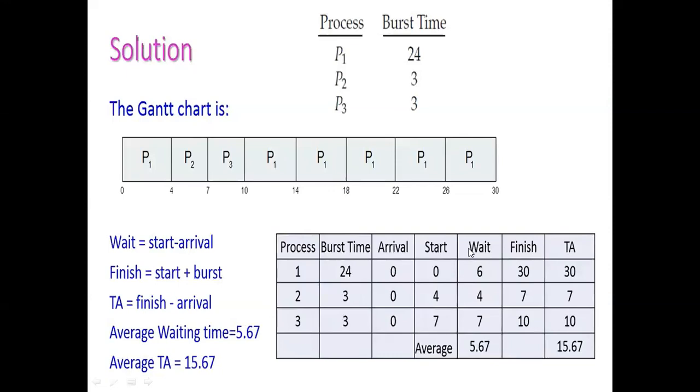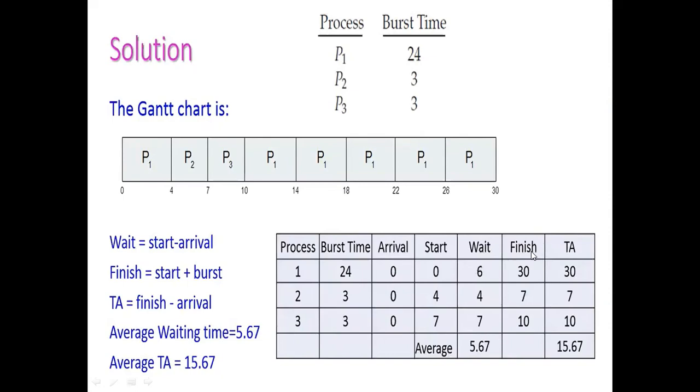After finding the waiting time for each and every process, we need to calculate the average waiting time: 6 plus 4 plus 7 gives 17, which needs to be divided by 3. 17 divided by 3 gives the average waiting time as 5.67 milliseconds.